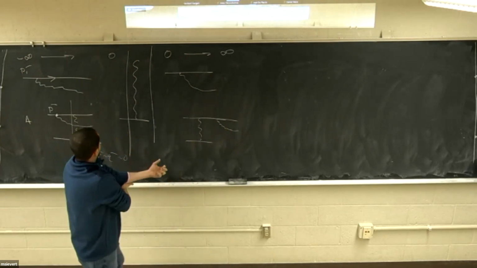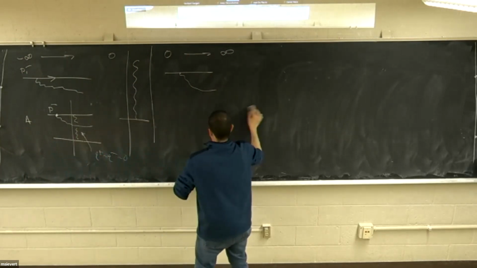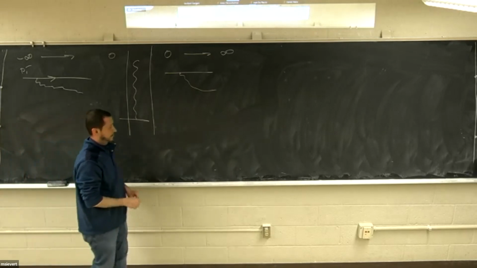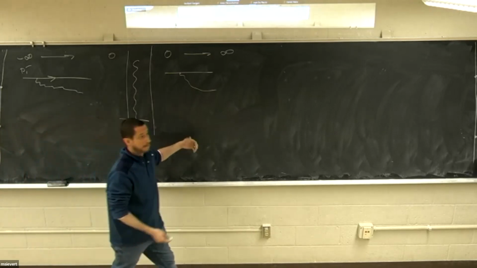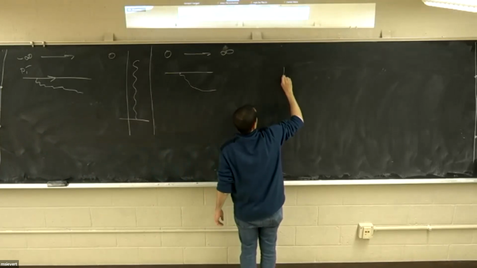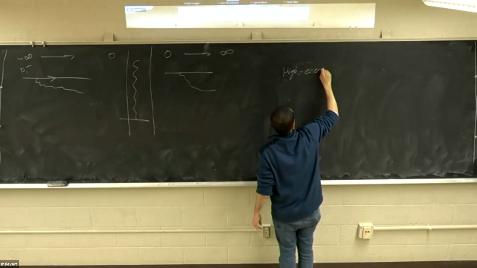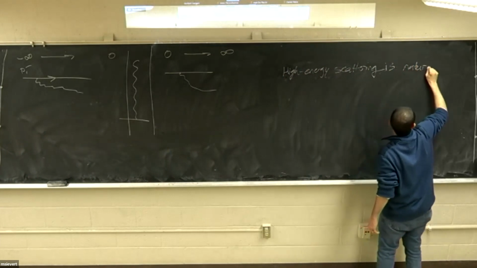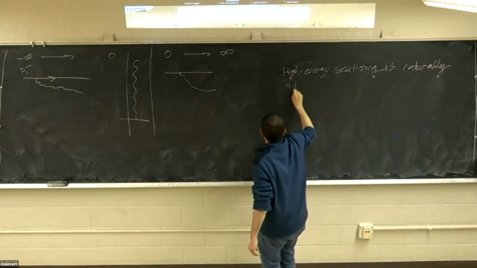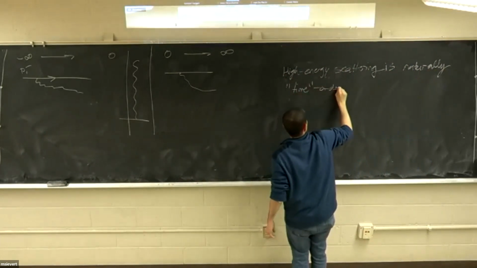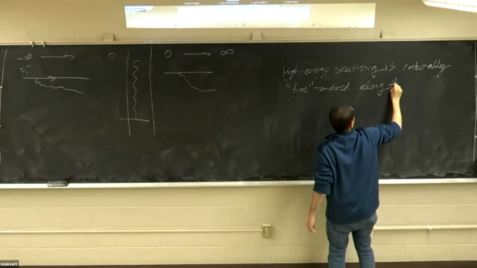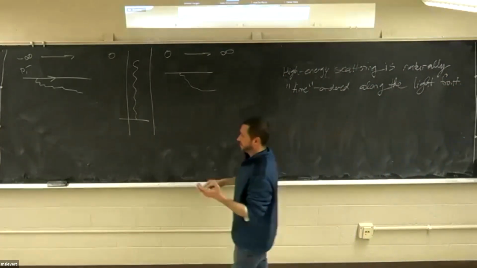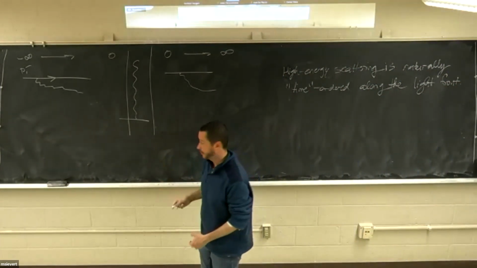So the first thing that comes to mind is the kinematics. This process at very high energies is naturally time ordered, but it's not time ordered in the sense of clock time, it's time ordered in the sense of light front. So high energy scattering is naturally time ordered, quote unquote time, along the light front. And this is maybe a different way of reinterpreting the 5 diagrams that we just calculated.